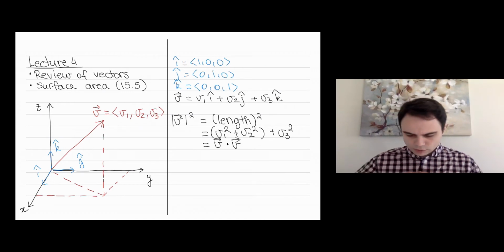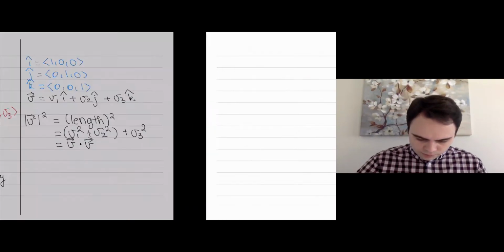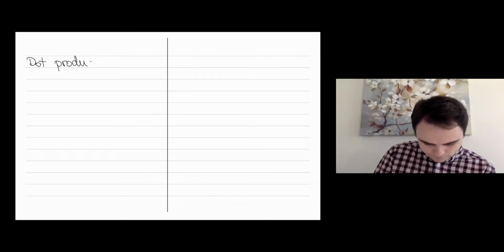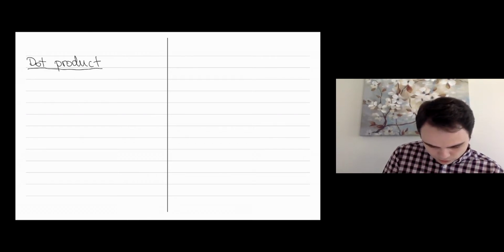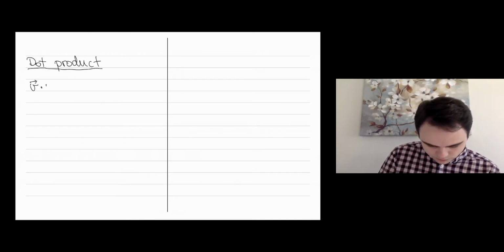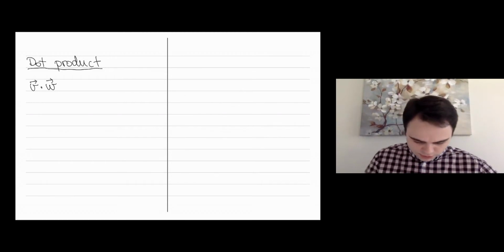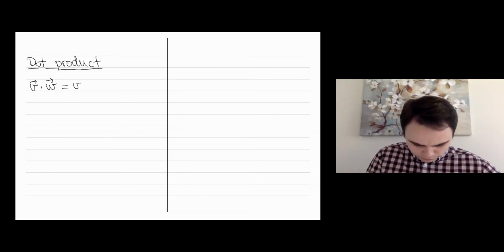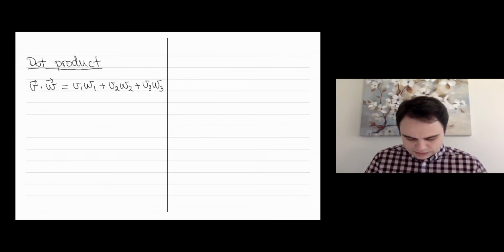Okay, so let's recap the dot product. This brings us to the dot product. So here's the definition. If I have two vectors v and w, the dot product between v and w has a very simple algebraic formula. We take the first component of v multiplied by the first component of w, then do the same thing with the second component and the third component. So multiply the components and add them.